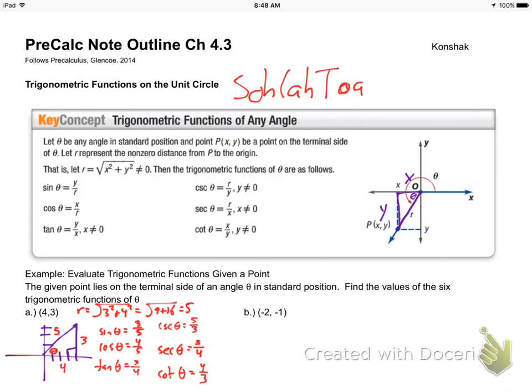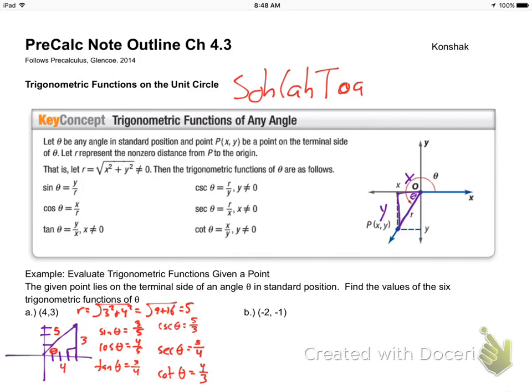The hint on this one, before I let you guys try this one on your own, is that R, the radius of your circle, the hypotenuse of your triangle, is always going to be positive. Always, always, always think of that when you're using Pythagoras Theorem. Square a negative, it is positive. And if you square root a positive, it's a positive. Okay, so try part B on your own.